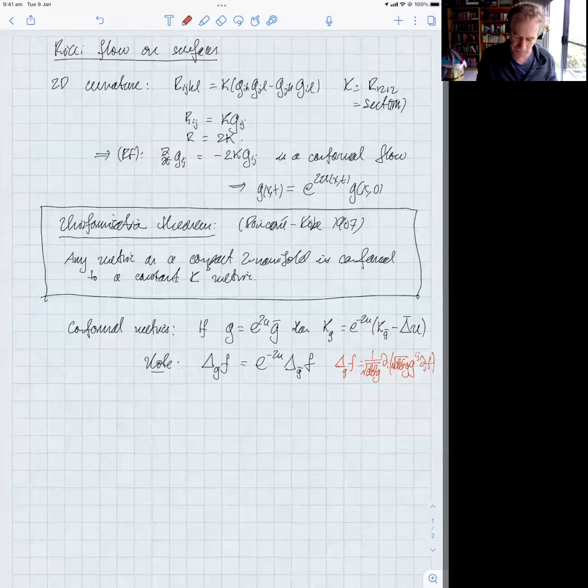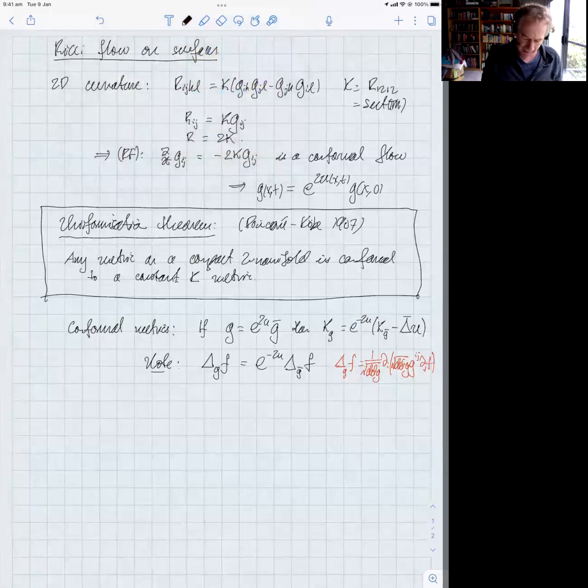Okay. Now, if you change the metric conformally in 2 dimensions, then the change in this square root of the determinant will cancel out the change in the G inverse. Right? So the part inside the bracket here doesn't change. And so the only change you get from changing the metric in this way is this term in the front. So that gives this e to the minus 2u. So yeah, that's special to 2 dimensions. We get this beautiful conformal invariance for the Laplacian.